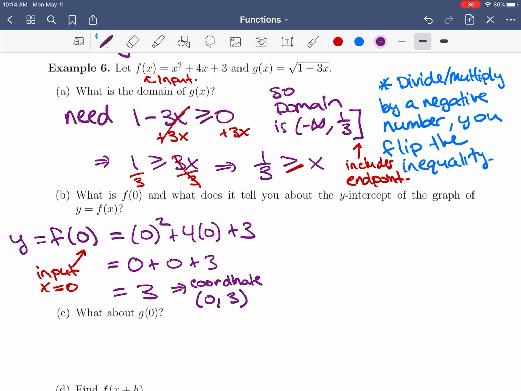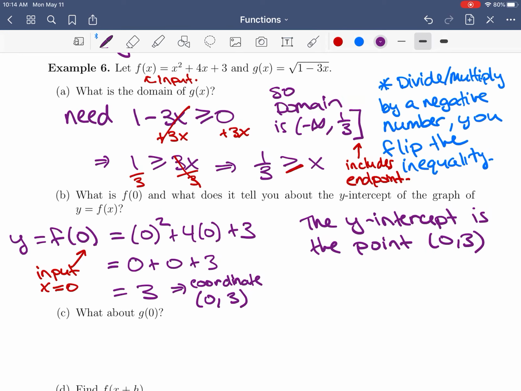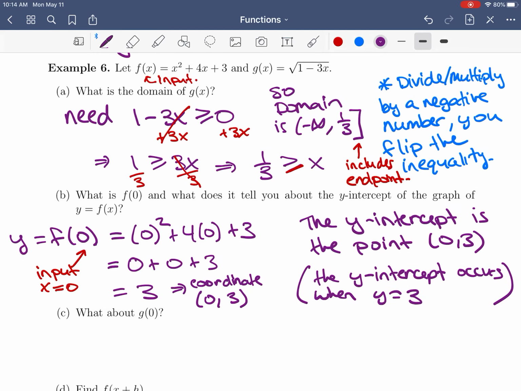Okay, so what it means, remember, the y-intercept occurs when x is 0. So that's what I just found. So the y-intercept is the point 0, 3. Or you could say the y-intercept occurs when y equals 3. Okay, either of them is fine.